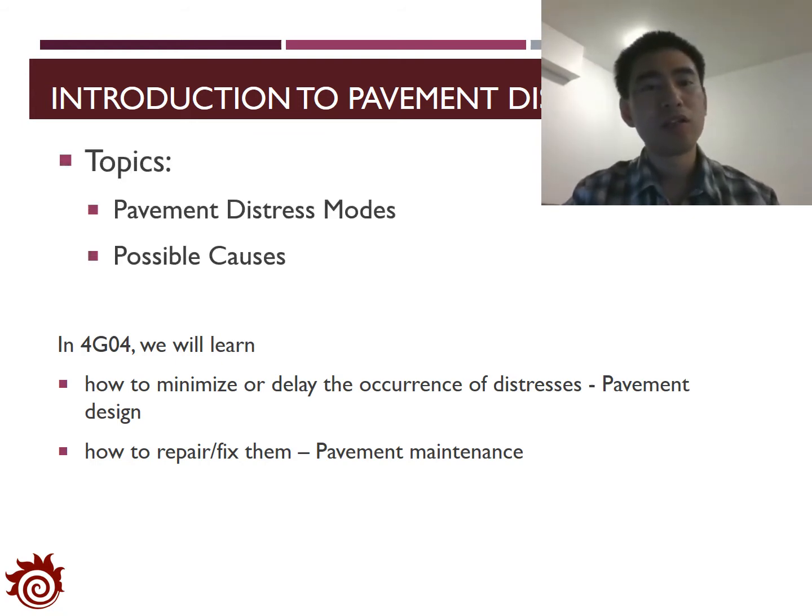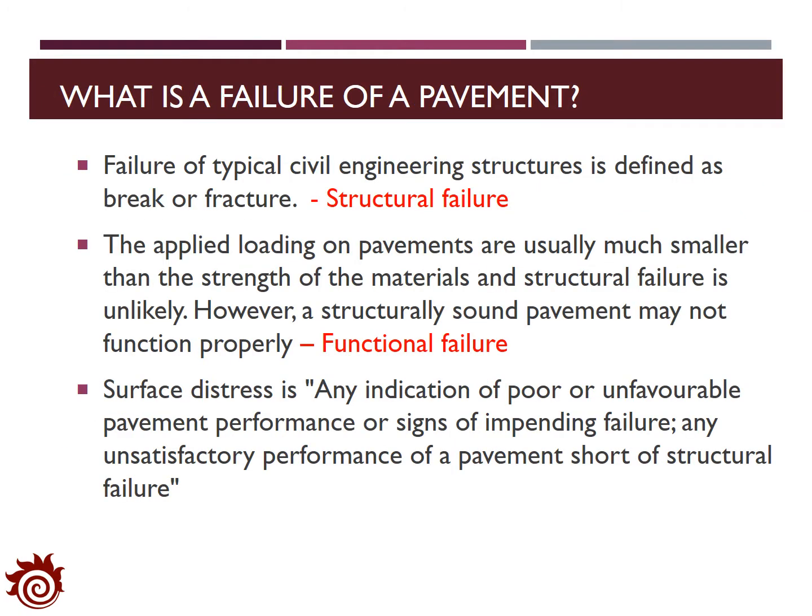So it's very important for us to understand what kind of pavement distress it is and their potential causes. In pavement design, we usually consider 2 types of failures, structural failure and functional failure. For structural failure, there will be some breaks or fractures in the pavement structure, which will make the pavement unable to provide the support for traffic load.